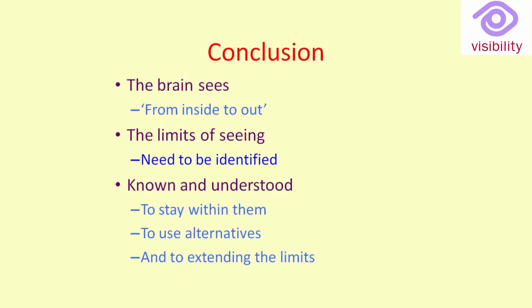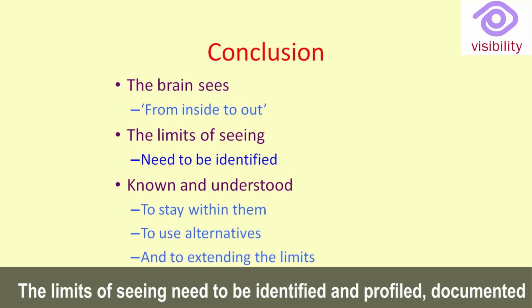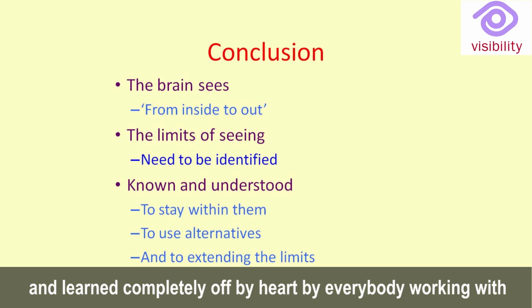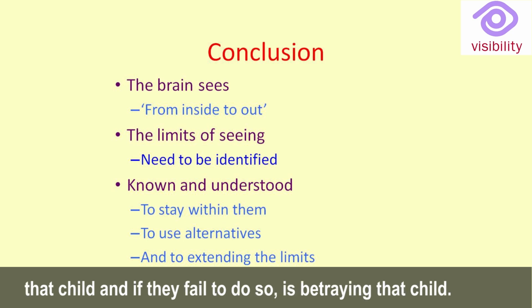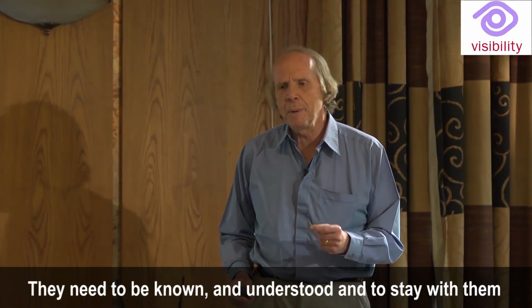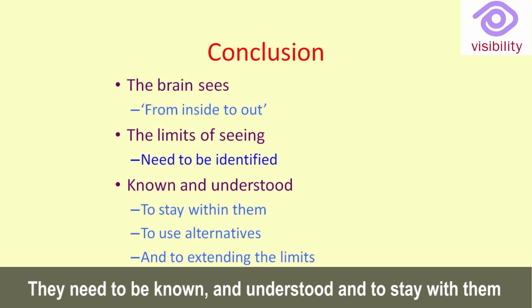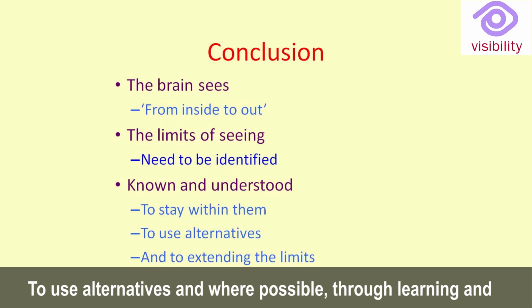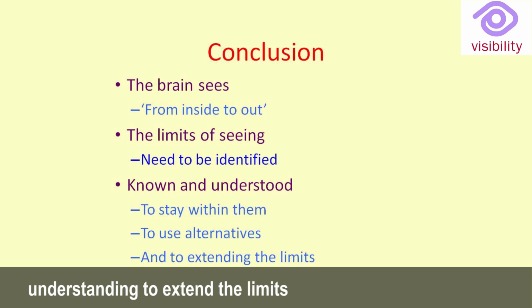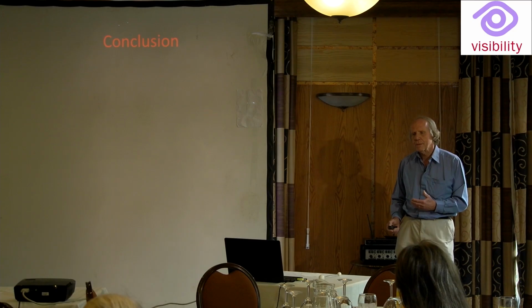So in conclusion, the brain sees from inside to out. The limits of seeing need to be identified and profiled, documented and learned completely off by heart by everybody working with that child, and to fail to do so is betraying that child. They need to be known and understood, and to stay with them, to use alternatives, and where possible, through learning and understanding, to extend the limits.